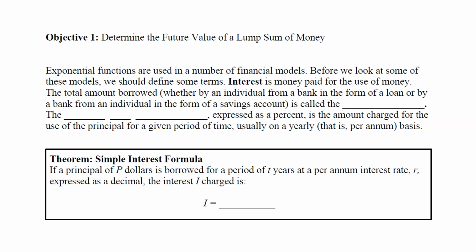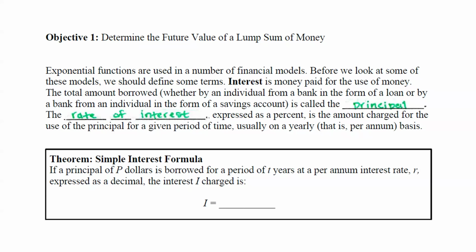Now, the total amount borrowed, whether by an individual from a bank in the form of a loan or by a bank from an individual in the form of a savings account, is called the principal. Think of it this way. The principal is your starting point. It's the original amount of money before any interest is added or changed. And the rate of interest expressed as a percent is the amount charged for the use of the principal for a given period of time, usually on a yearly, that is per annum basis.